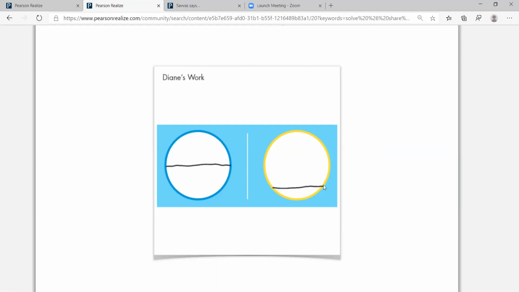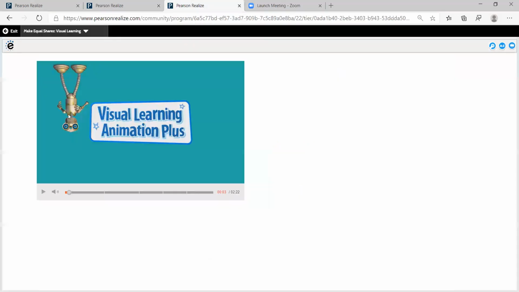In her yellow circle, she drew her line near the bottom. This has split the circle into two pieces. However, the pieces are not equal. The top piece is much larger than the bottom piece. Let's take a look now at our visual learning.